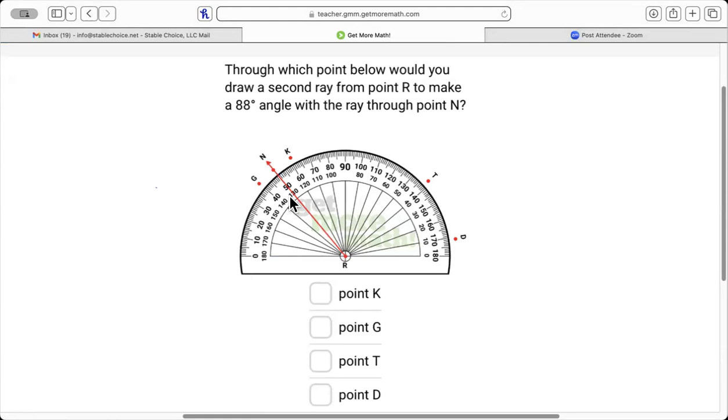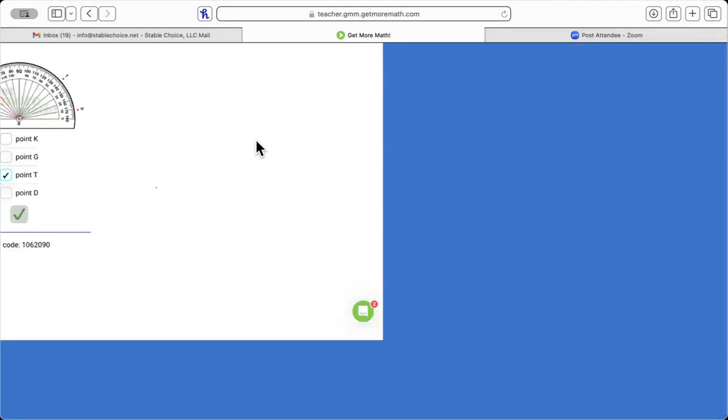Let's see what this is asking. I hadn't seen this kind of problem. So we want an 88-degree angle, which would be just a little bit short of 90. So my guess would be T, because it's going to be a little bit short of 90. This would be way more. This would be way less. That would be way less. So I'm going to go with T. And let's just see. Oh, it's not going to let me see the answer. Oh, that stinks. Pretty sure that's what it is, though.